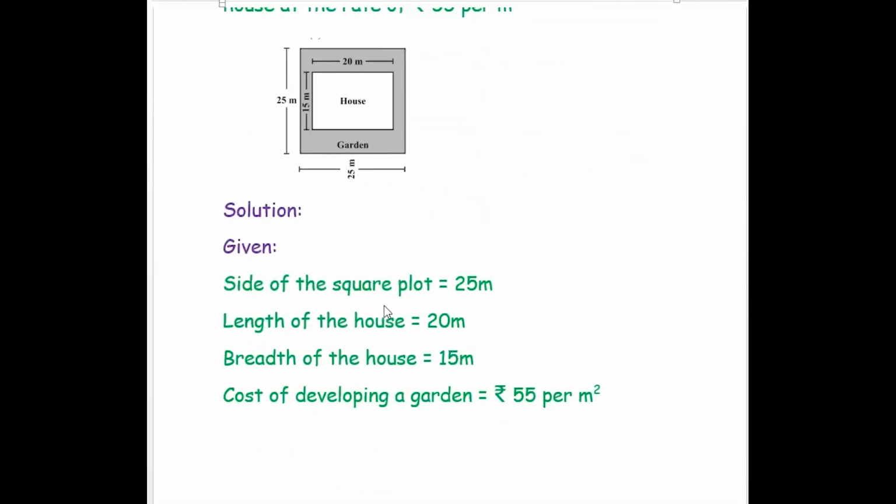First let us write what is given from the question. So the side of the square plot is given as 25 meters. Since it's a square, all the sides will be equal, 25 meter. And then the house, it's a rectangle, right? So the length of the house is 20 meter and the breadth or width of the house is 15 meter. So then what is given? Cost of developing the garden is rupees 55 per meter square. That is, for 1 meter square it is 55 rupees.